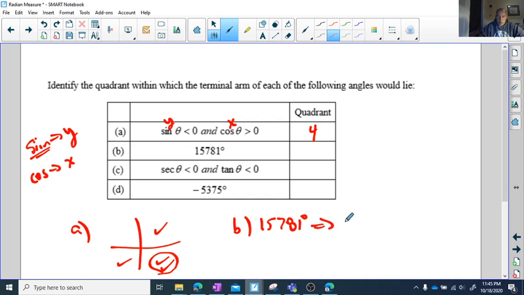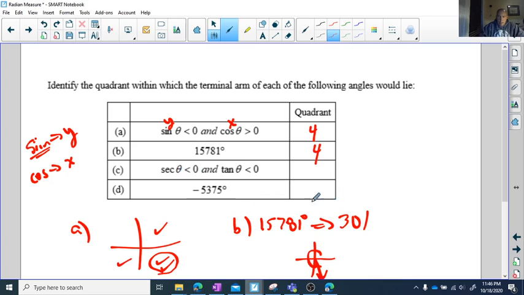What we should do is figure out the principal angle of this. So we know how to do that. Let's just take out our calculators. Take 15,781, divide it by 360, and I get 43 point something. Get rid of the whole number, and then whatever's left, multiply it by 360, and you'll get your principal angle, 301. Well, 301 is around here somewhere. So it's in quadrant 4.